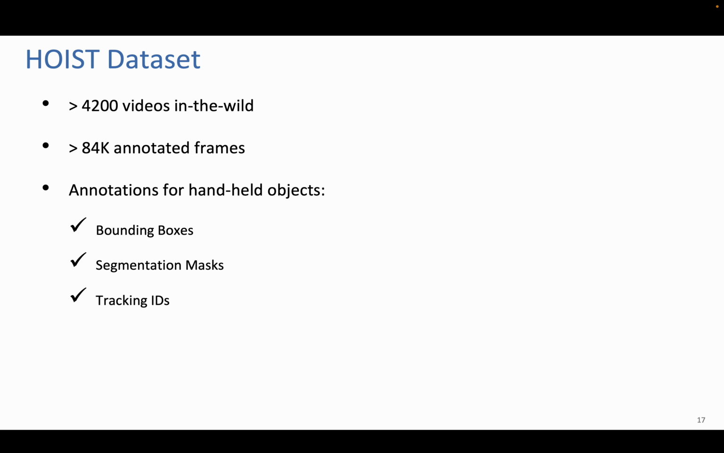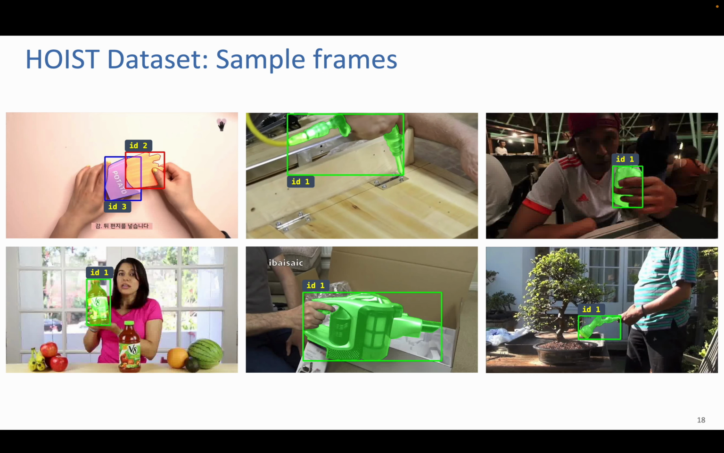We propose a dataset, called HOIST. Our dataset has 4,200 unconstrained videos. We annotate more than 84,000 frames with bounding boxes, segmentation masks, and tracking IDs for handheld objects. Here are some sample frames from the HOIST dataset. The dataset contains videos with different viewpoints and lighting conditions, varying sizes for handheld objects, and is diverse.